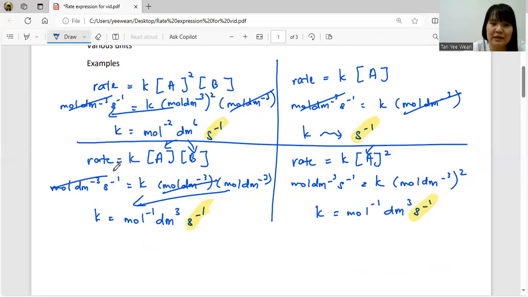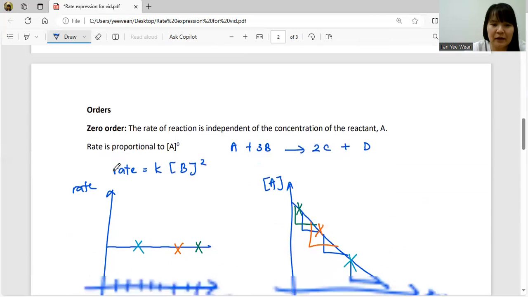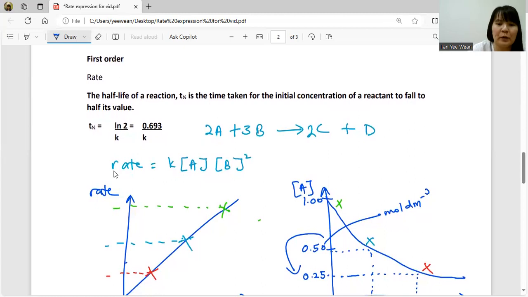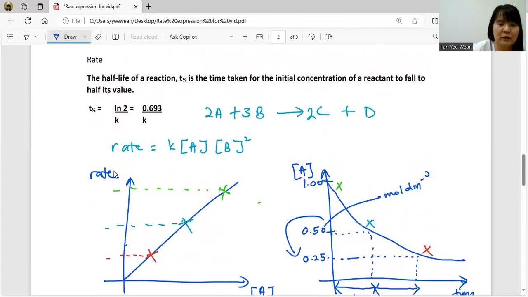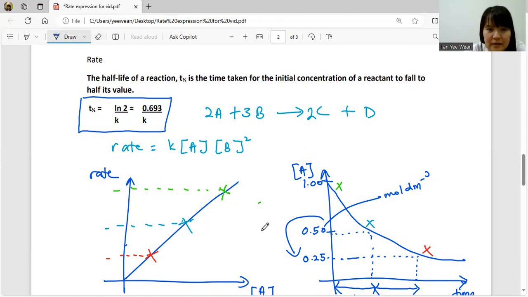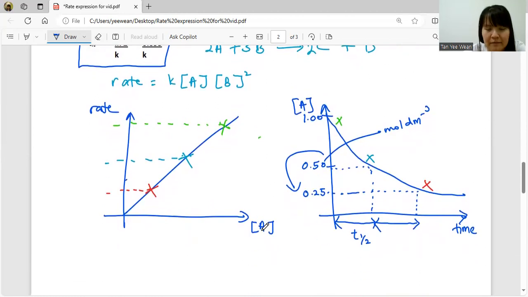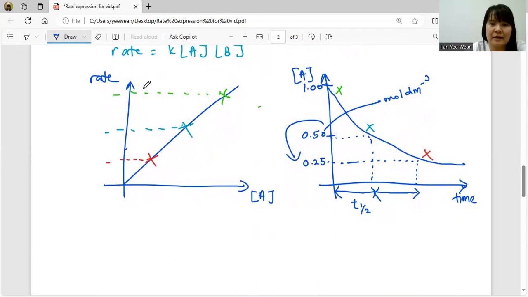So there will be questions where you calculate the k as well. If you've got the value of k, you will know how long it takes for it to drop from 1 mole per dm cube to half mole per dm cube. That is the half-life. It's not dependent on how concentrated it is because you don't see a concentration clause inside here, right? So no matter what the concentration is for a first order reaction, the half-life remains the same. You just take ln 2 over its k.